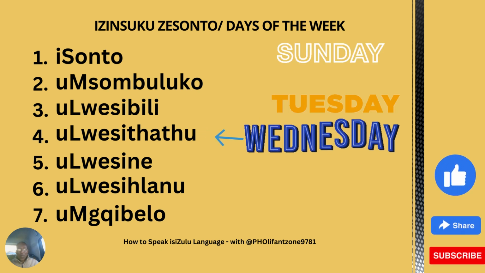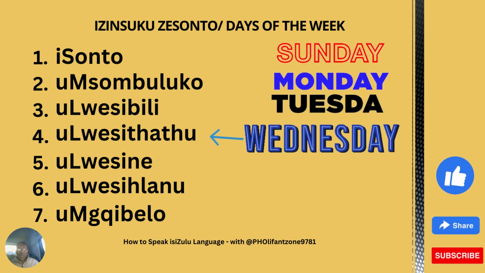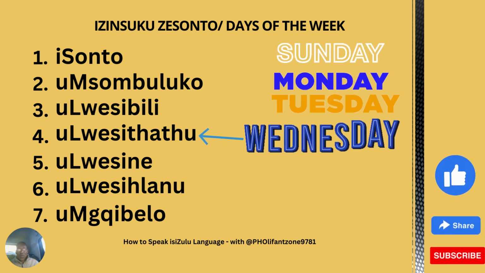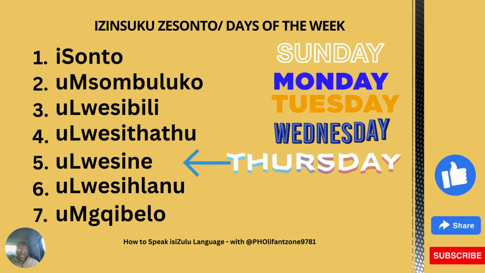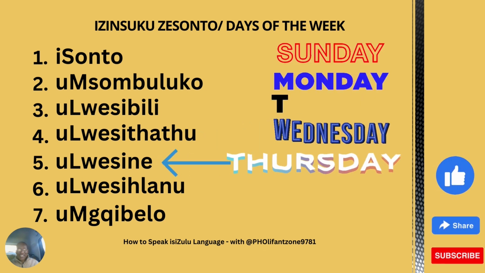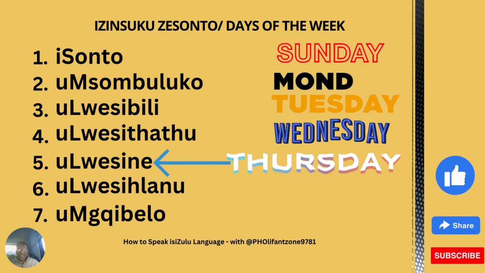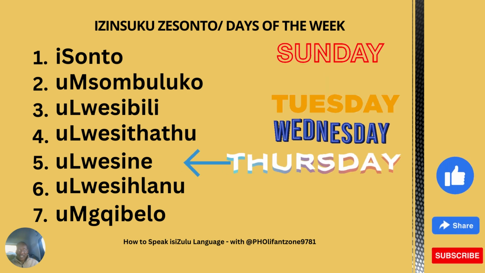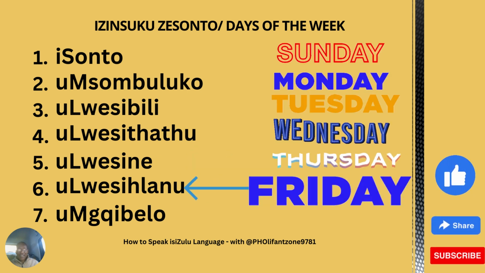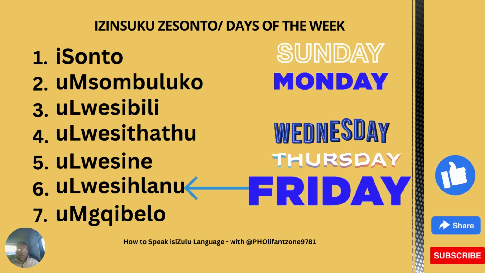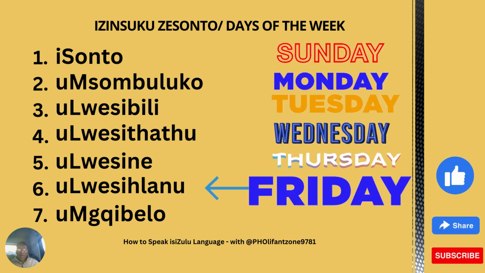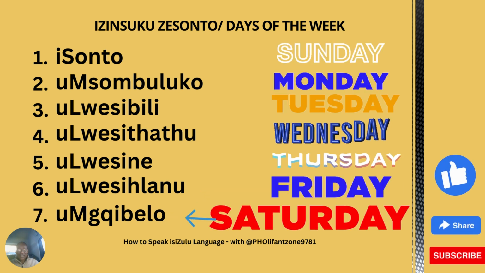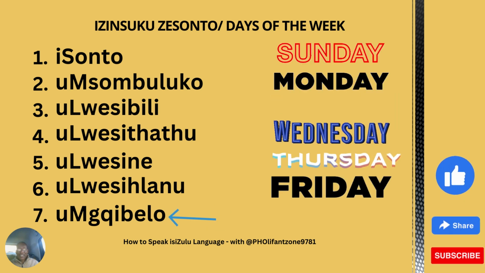Wednesday is called ulwesithathu. Thursday is called ulwesine. That is Thursday. Friday is called ulwesihlanu. The last one is Saturday.